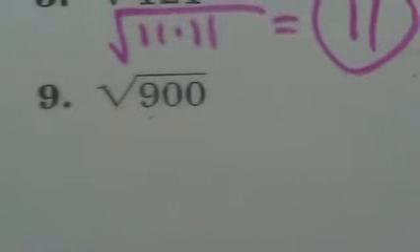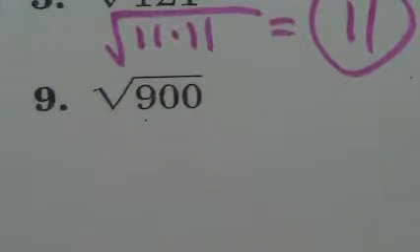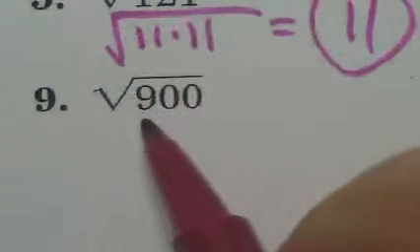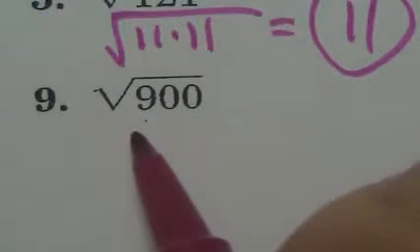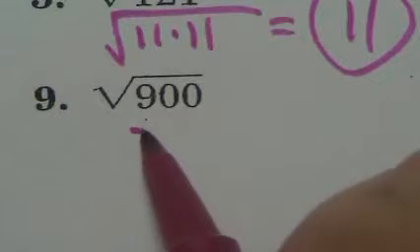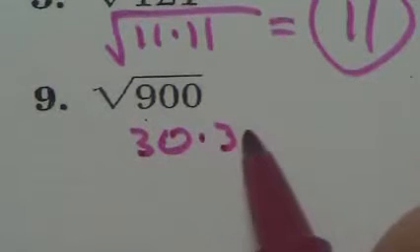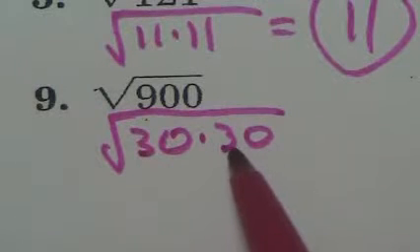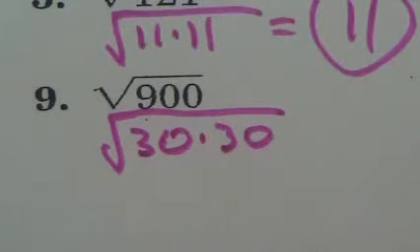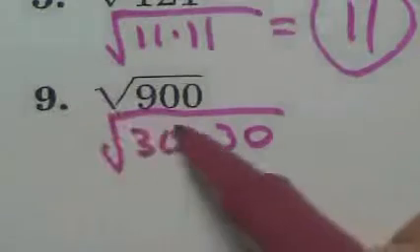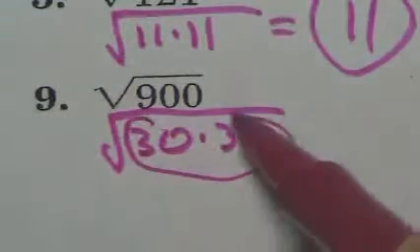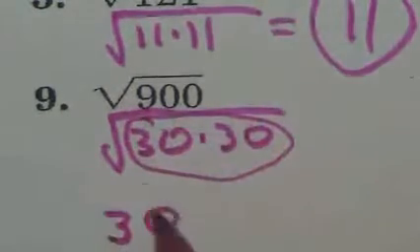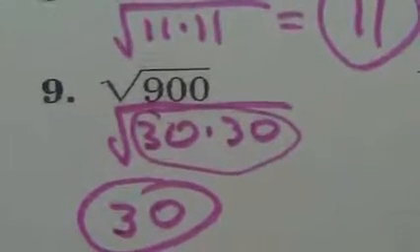Slide all the way over. 900. What could that possibly be? Well, I know 9 is 3 times 3, so isn't it 30 times 30? Because 3 times 3 is 9, and 2 zeros makes 900. So it's 30 times 30. So you got a pair of 30s, they jump out, the answer is 30.